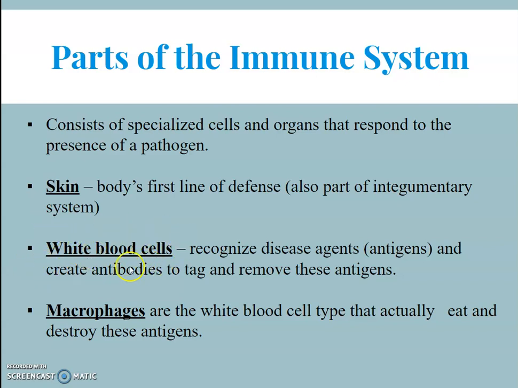White blood cells recognize disease agents, antigens specifically, and create antibodies to tag them. So when they see those diseases, they create antibodies to tag on the antigen surface so that the white blood cells can recognize it and eat it. Specifically, those white blood cells that eat it are called macrophages. These are the ones that destroy the antigens by physically engulfing and digesting them in the cell through endocytosis.